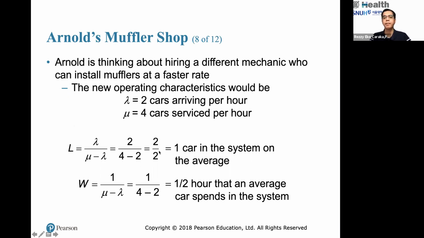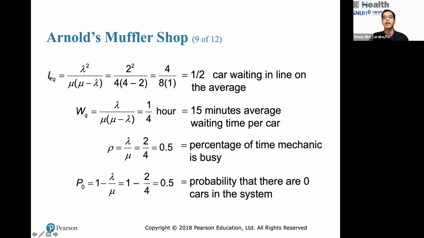Here we have L: one car in the system on average. Once we calculate W, we get a half hour that an average car spends in the system. Similarly, you can calculate LQ, WQ, and P0. So you can calculate how many cars are waiting in line on average, the average waiting time per car in minutes, the percentage of time the mechanic is busy, and the probability that there are 0 cars in the system. Here we can calculate easily with the same information.